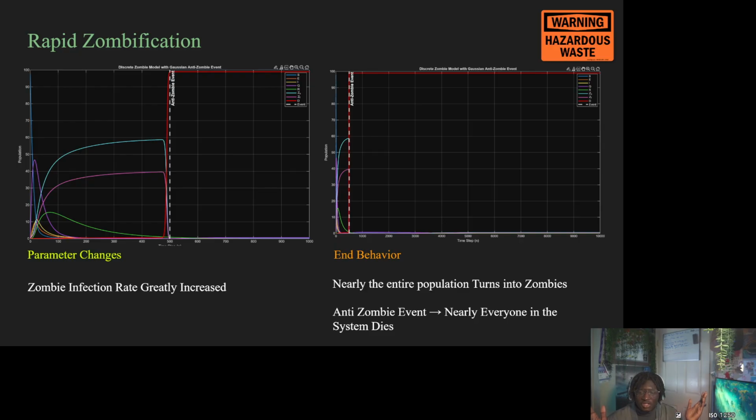What does it look like when there's rapid zombification? If the zombie infection rate is so high that essentially the entire system becomes zombies before the anti-zombie event, before the nuke gets dropped, boom, they're dead. Pretty much the entire system is dead. I was having fun with this. I'm sure you guys could have some fun with this, but that's what it looks like, right?